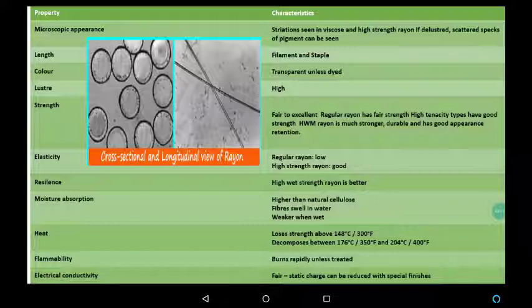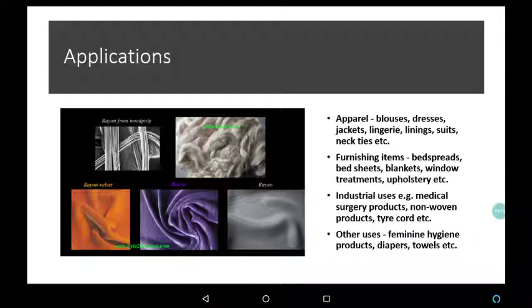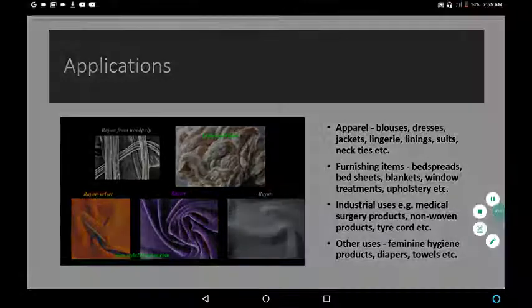Then flammability: it burns rapidly unless treated. For electrical conductivity, it has fair conductivity. Next is its application. It is used for apparel like blouses, dresses, jackets, lingerie, linings, suits, neckties, etc. For furnishing items like bedspreads, bedsheets, blankets, window treatments and upholstery. For industrial uses like medical surgery products, non-woven products, tire cord, etc. It is also used for feminine hygiene products, diapers, towels, etc.